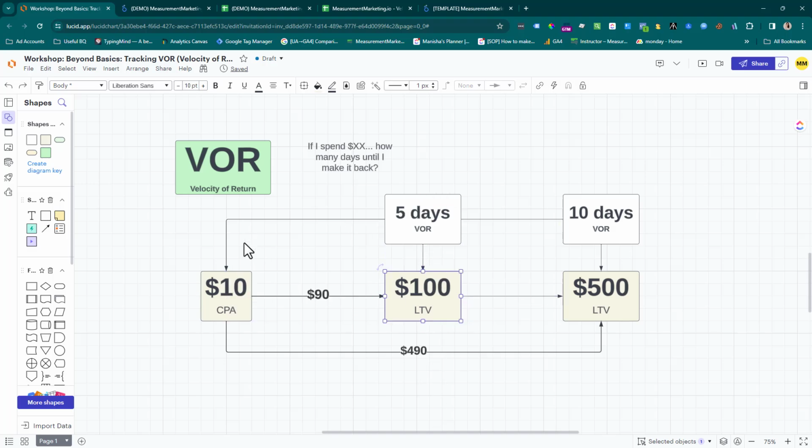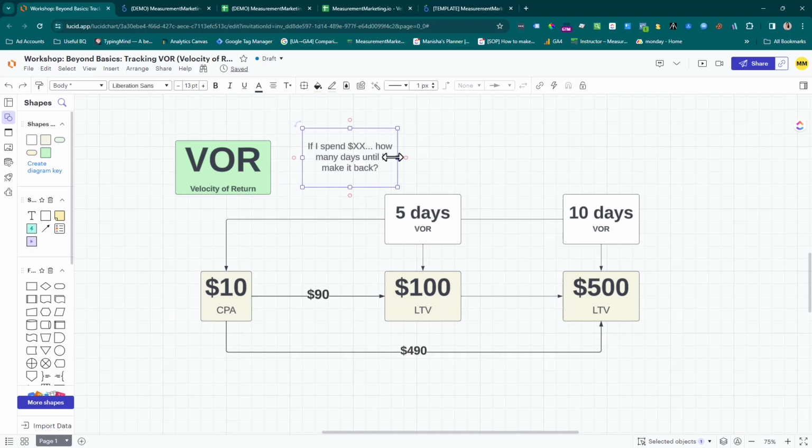Here's the thing. What velocity of return is basically saying is that within 5 days of spending $10 to acquire a customer, you get a customer lifetime value of $100. That means your VOR is 5 days. What it's saying is that if you spend $10, you will make your money back.